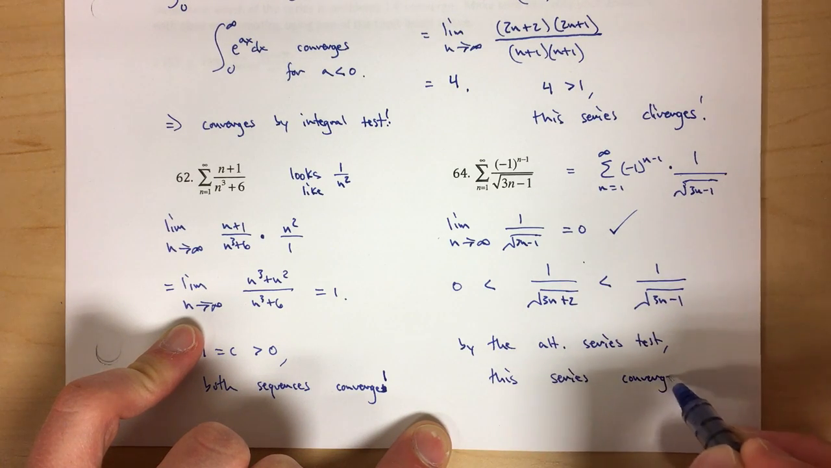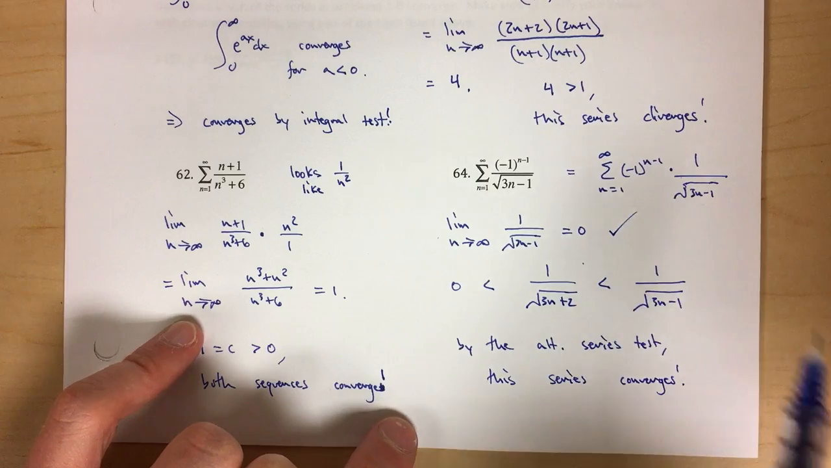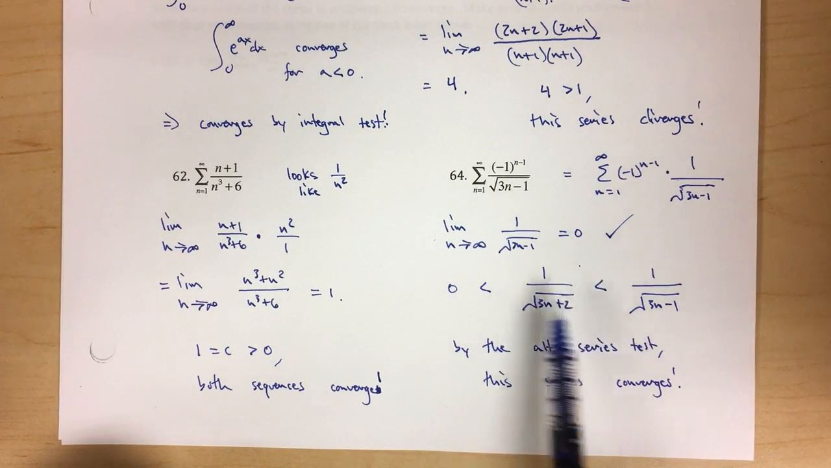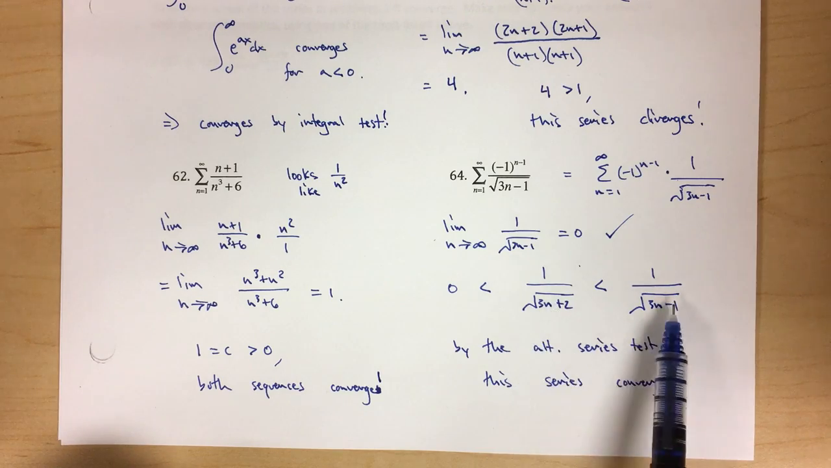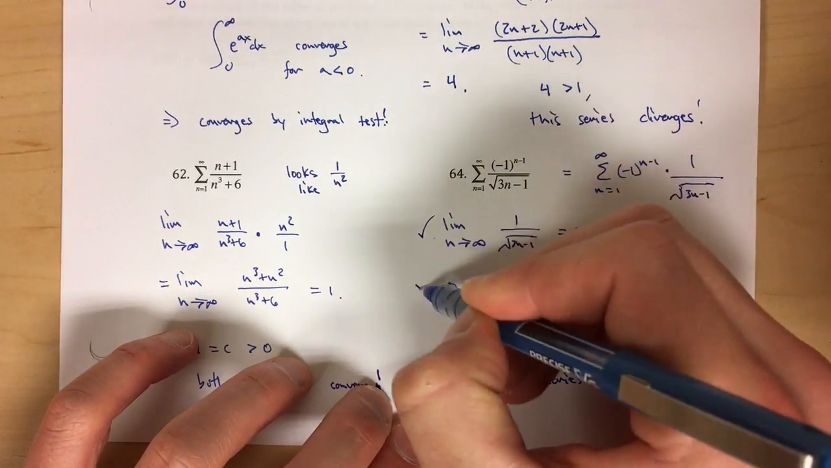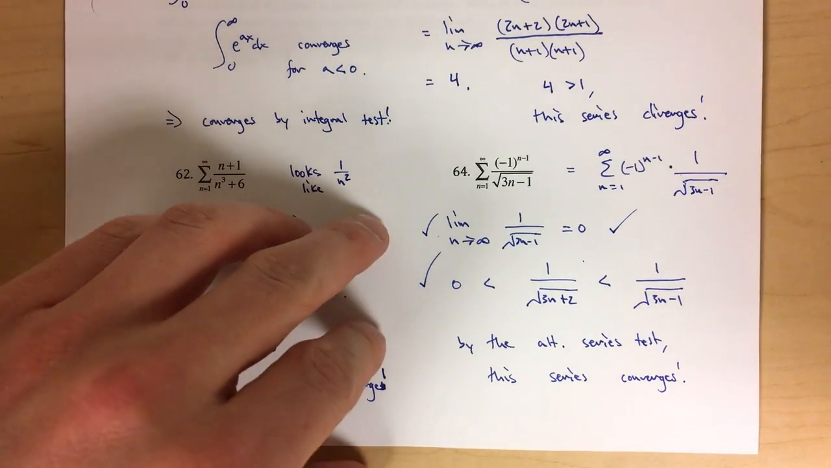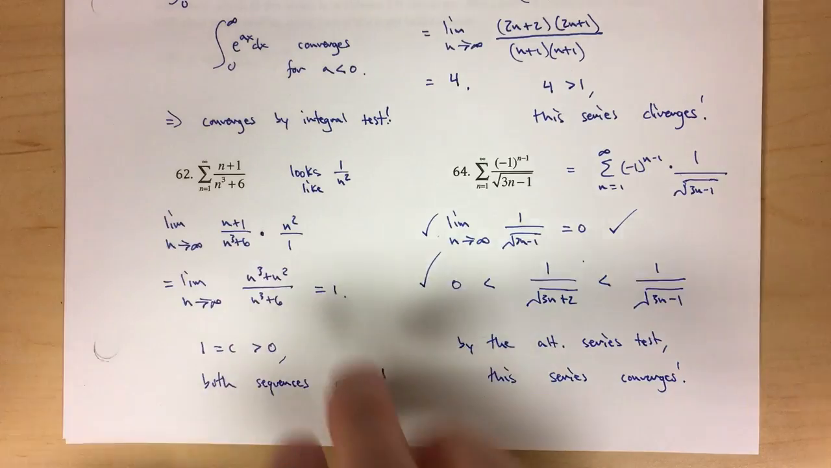So all you need to show with the alternating series is that the piece that's not alternating heads towards 0, and each successive term is less than the previous. So these are the two things we need, and they're pretty obviously true. And so the alternating series test tells us, boom, it converges.